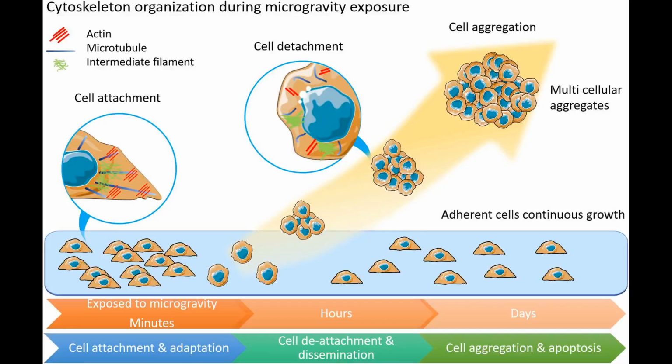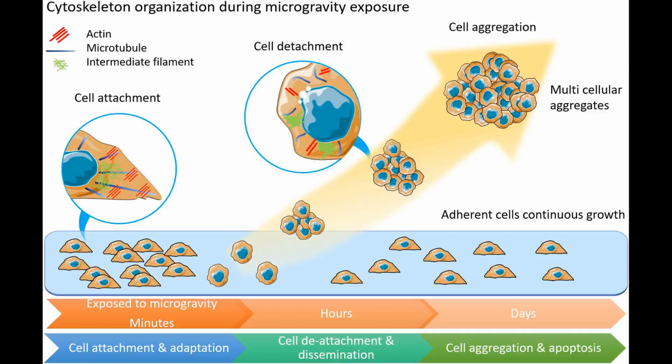Ground-based space environment simulation devices, a comprehensive overview. Introduction. Ground-based space environment simulation devices are essential for understanding how materials and biological systems respond to the challenging conditions encountered in space. These simulators replicate microgravity, radiation, and other environmental factors, allowing researchers to conduct experiments that would typically only be possible during spaceflight.